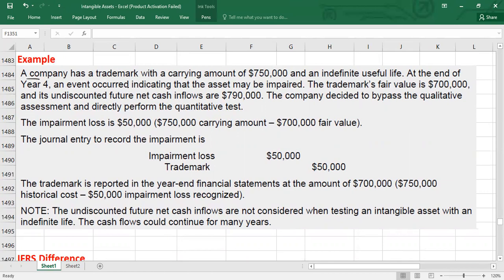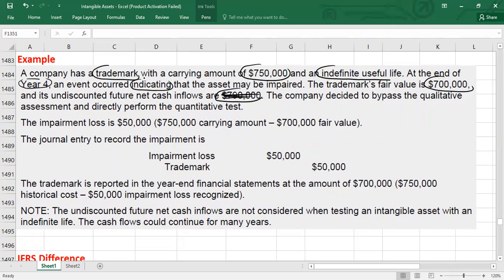For example, a company has a trademark with the carrying amount of 750,000, he told you, and it is having an indefinite useful life. At the end of year 4, an event occurred indicating that asset may be impaired. The trademark's fair value is $700,000 and its undiscounted future cash flows is 790,000. Guys, just ignore this undiscounted cash flows, okay? Because this asset is having an indefinite life. So simply you need to apply step number one, check is there an indication, and he told you yes, there is an indication.